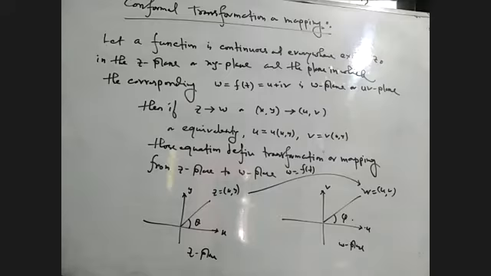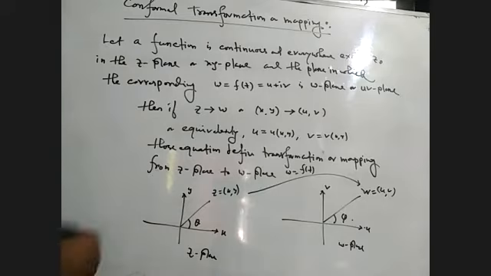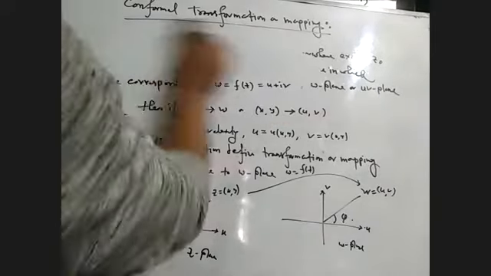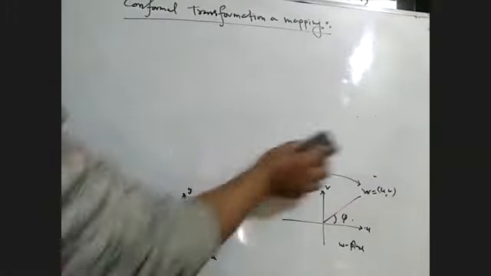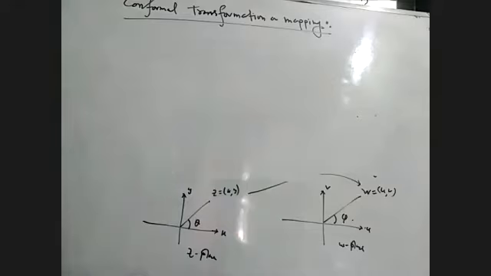Now we will define a very important definition: conformal mapping or conformal transformation. We will try to define it. This is also one kind of mapping or transformation, but when does it become conformal?